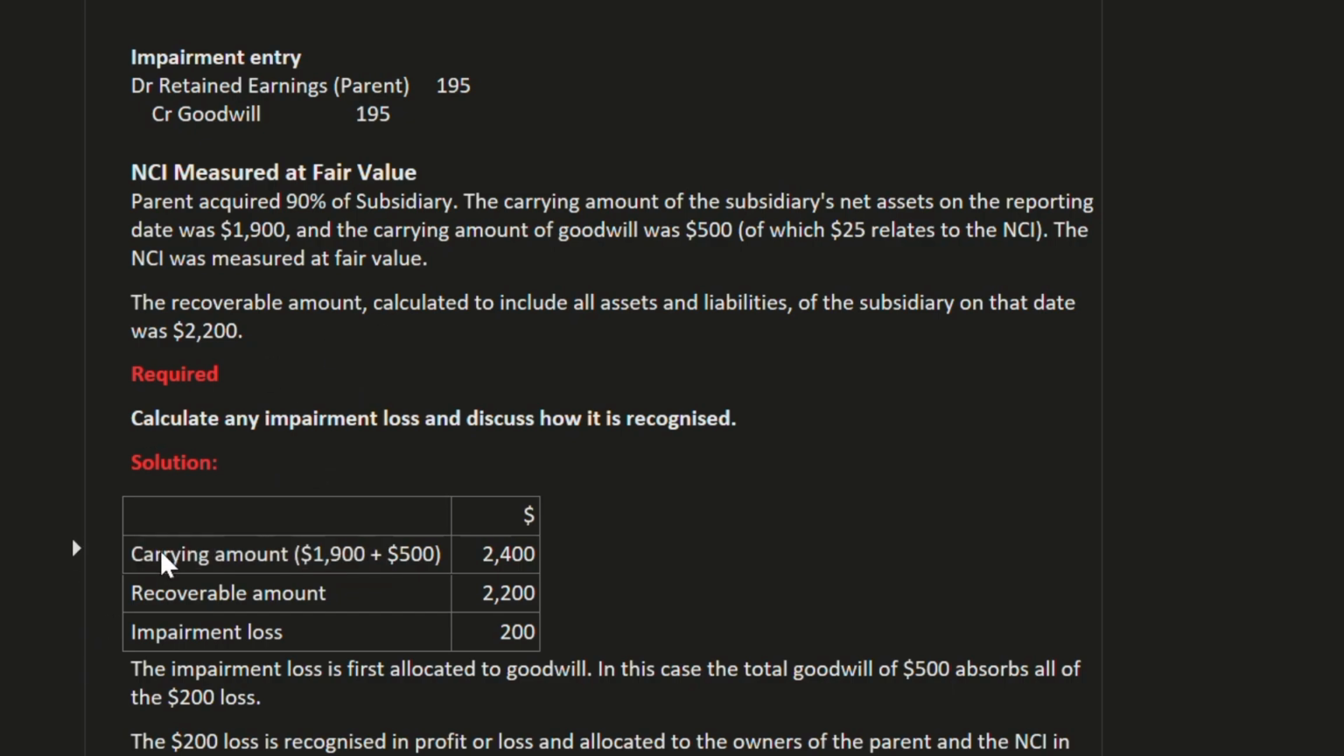Now the carrying amount, always consider this: net asset plus goodwill. So the carrying value will be 2400. Recoverable amount will be 2200. So there is impairment because carrying value is more than recoverable amount. If recoverable amount is more than carrying amount, then there is no impairment. Impairment loss is 200 in this scenario.